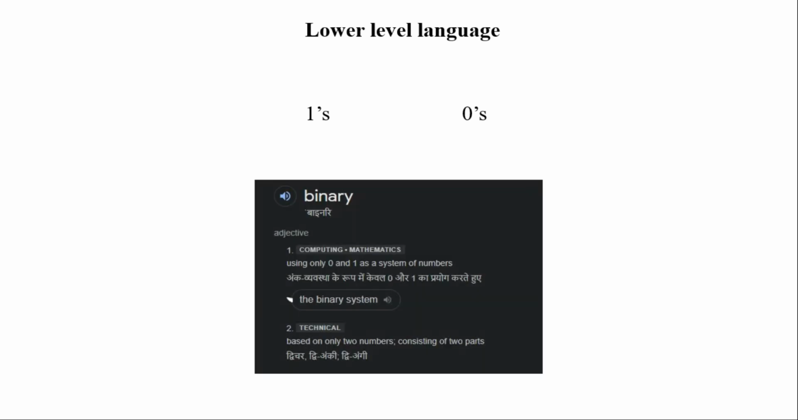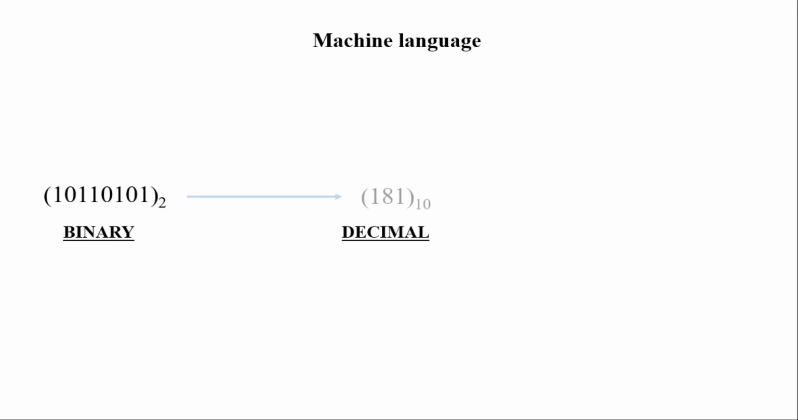This lower level language only consists of ones and zeros. Since this language only consists of two digits, that is ones and zeros, in technical terms we call it a binary language. The dictionary meaning of binary is one which is based on only two numbers. A binary number will look something like this. This is a binary equivalent of the decimal number 181.